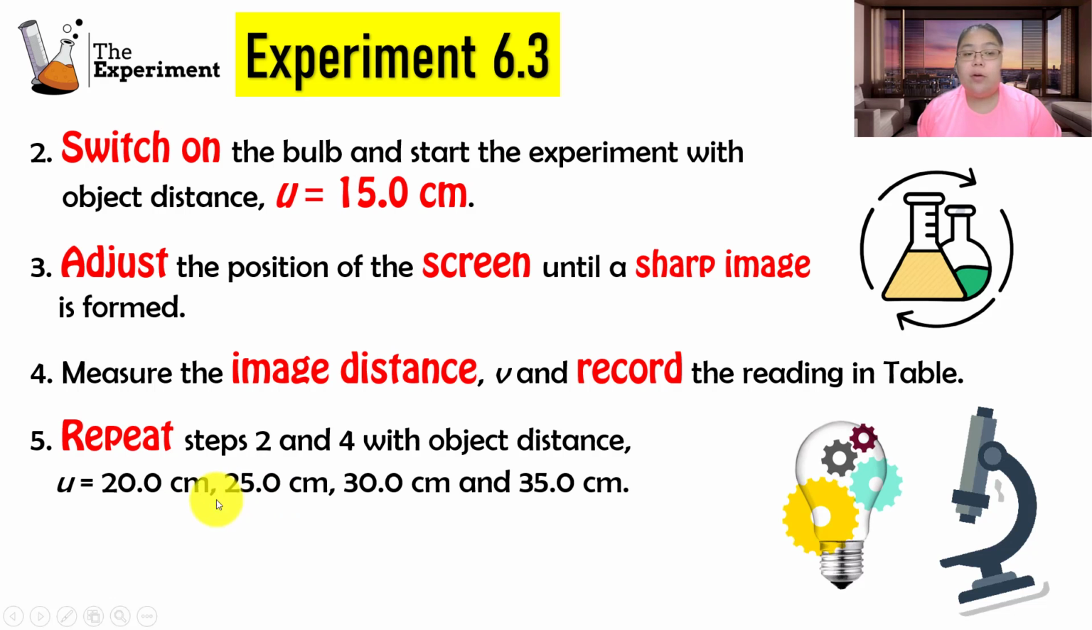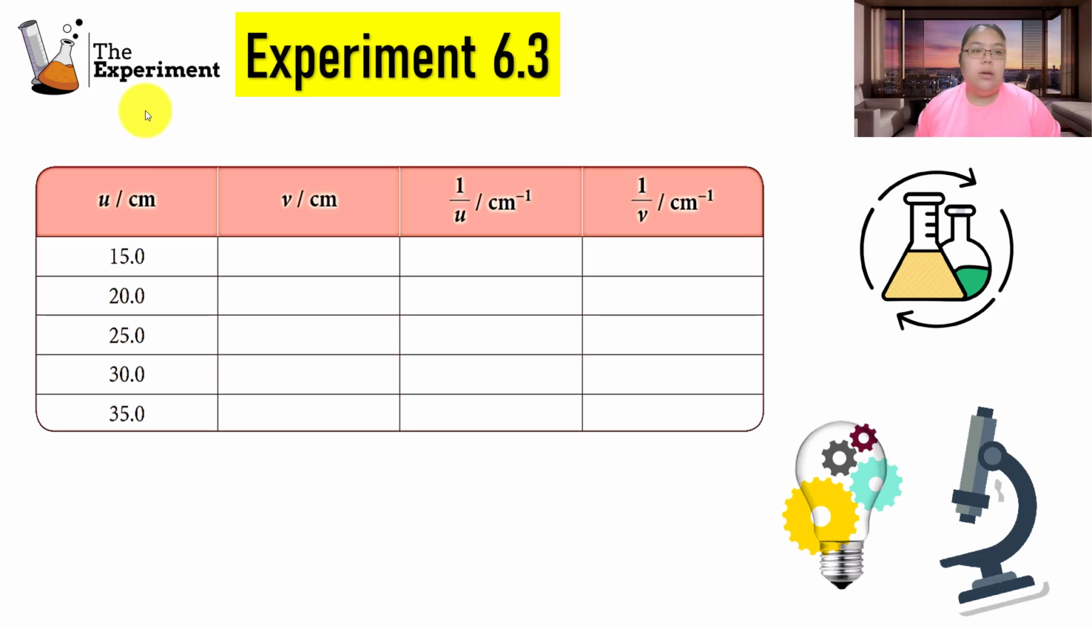Okay, when you repeat the 4 sets, you need to mention them. You cannot just say repeated 4 sets. So you need to list out what the 4 sets are: 20, 25, 30, and 35 cm. After you finish all the repeats, you need to write them down inside a table form. This one is the result. Okay, for my student, they do the experiment. So this one should be the result.